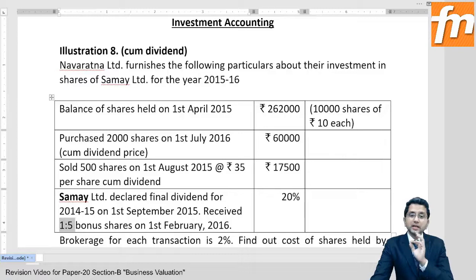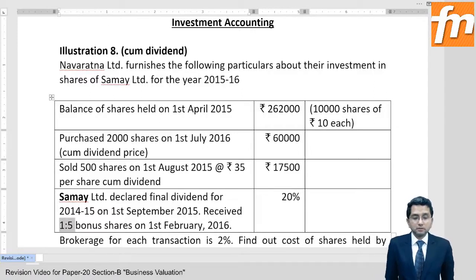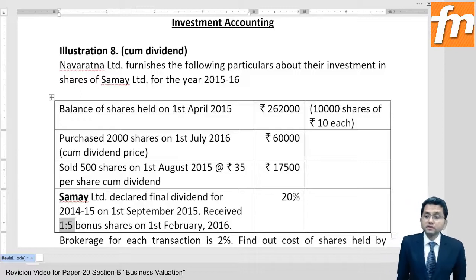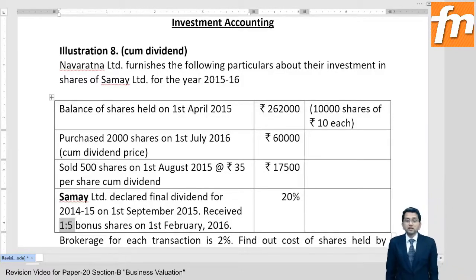If the ratio is given as A is to B, whether for bonus or for right or for split of share or for consolidation of share or for the purpose of merger, B always indicates your existing position. A indicates your proposed position. So 1:5 means if you are holding 5 shares in the company, you'll get 1 share as bonus.